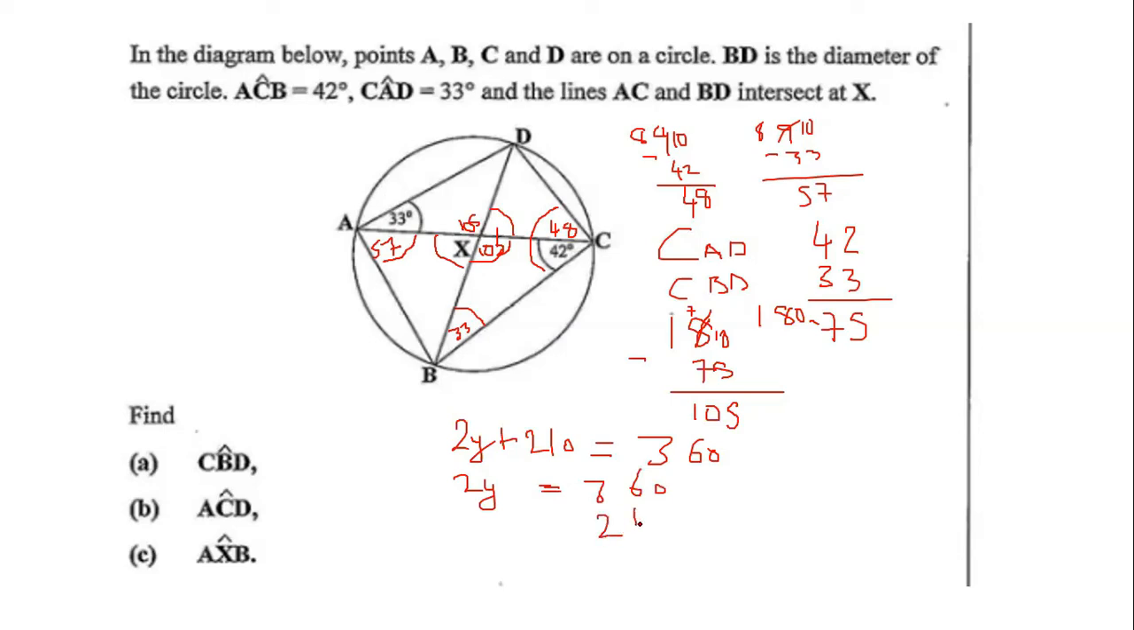So 360 minus 210, we have a 0 there, we have a 5, then we have a 150. So we divide this one by 2, because this is 2y. So 2y is equal to 150, so over 2, even that side will be over 2. So this one and that one will cancel, that one and that one will cancel. So we have a 75. So meaning this angle here is 75, then this one here is 75.